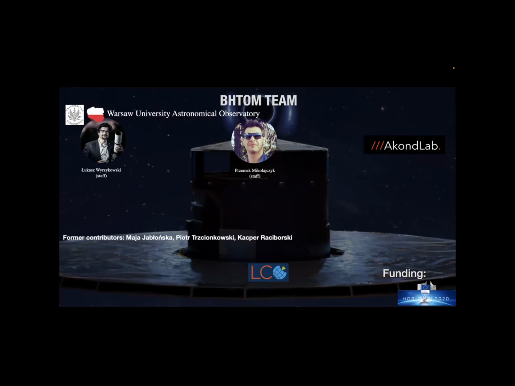If we speak about people directly involved in developing the tool I'm going to tell you about, it is essentially myself and Przemek Mikołajczyk, and there is Akont Lab company who is supporting us on the technical side. Of course, the basis of our software is coming from Las Cumbres Observatory, and we get a lot of support from them, and I would like to acknowledge it here. They made their software open sourced, and they provide a lot of support, so that was the very basis of the tool we've built.